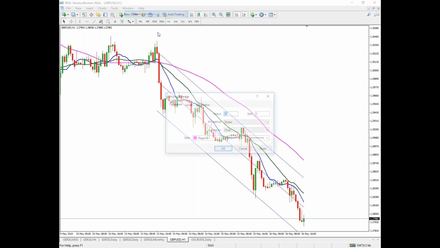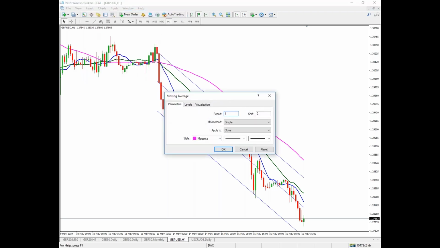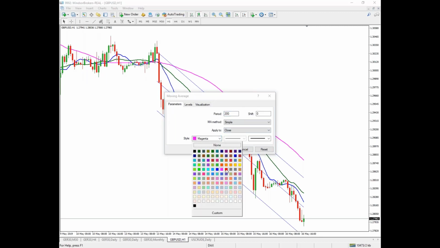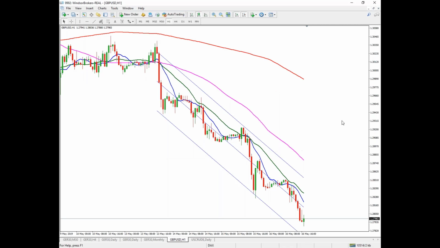Indicators, moving average. So let's put 200. So we have our moving averages. What we can see from these is that they track the descent depending on their number of days, so whether they are faster or slower, but they all track the general direction down.